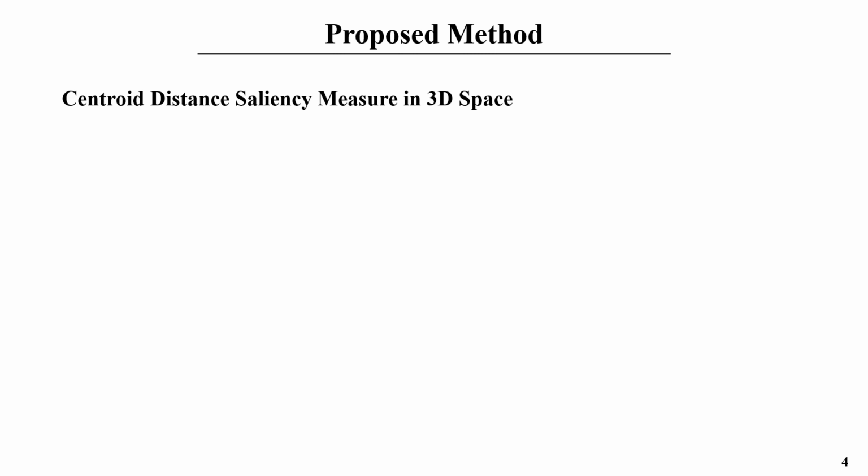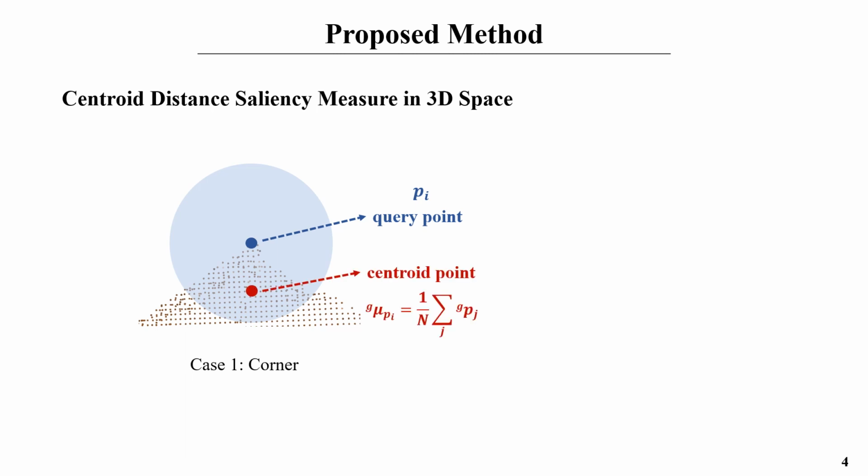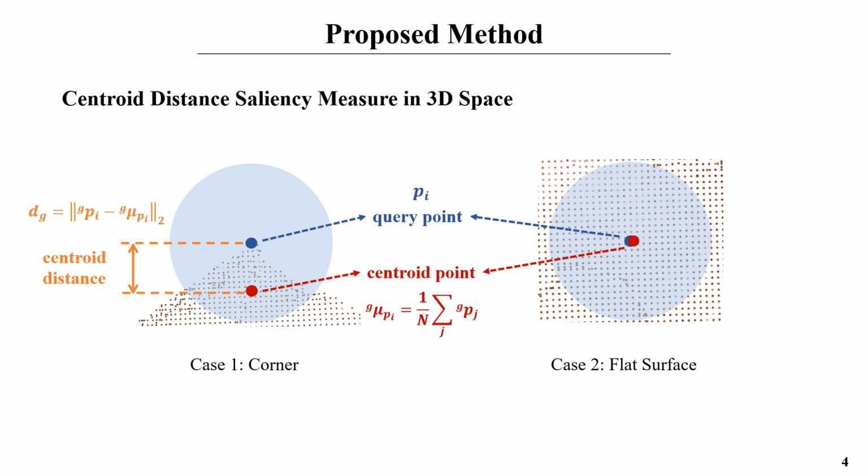To apply this measure in 3D space, let's see an example. Suppose that we have a point cloud segment like this, and we are evaluating a point at a corner. We first search within the radius to find all its neighbor points, and then compute the centroid by averaging all the geometric components of the neighbor points. Then the central distance is computed as the L2 distance between the query point and the central point. The higher this measure, the more salient the key point is. We can also see that in case of a flat surface, the central distance is nearly zero.